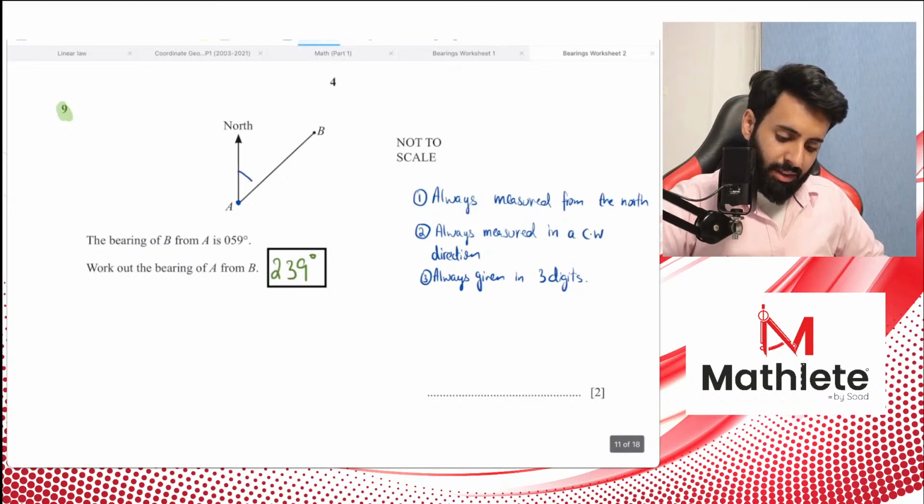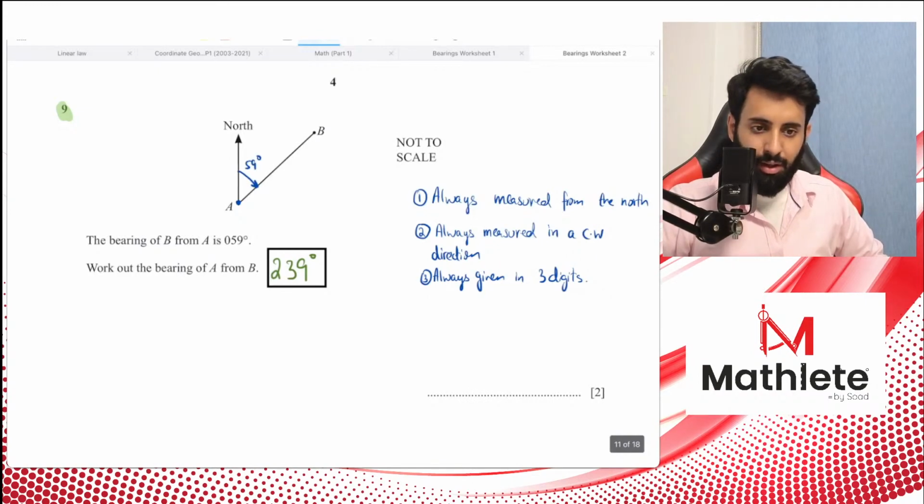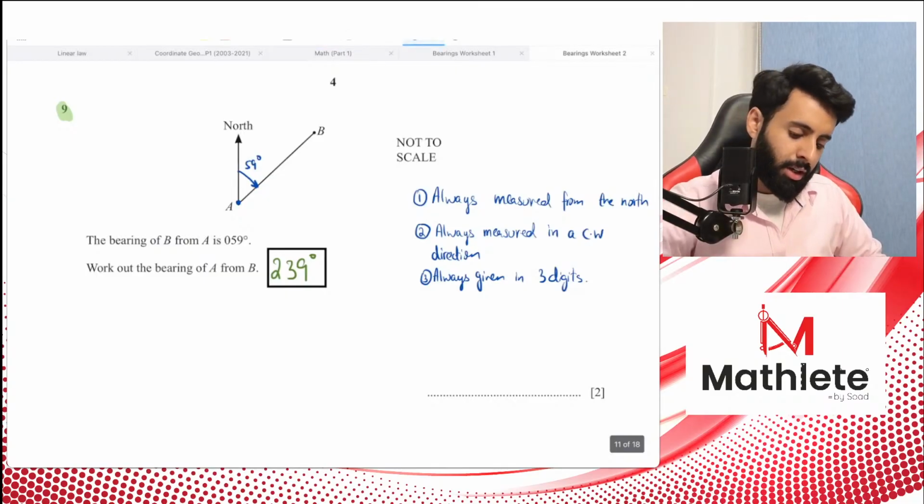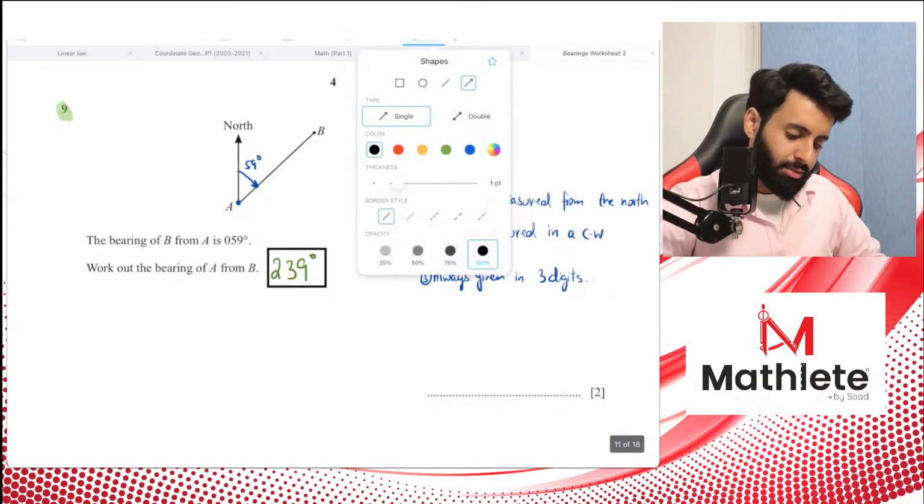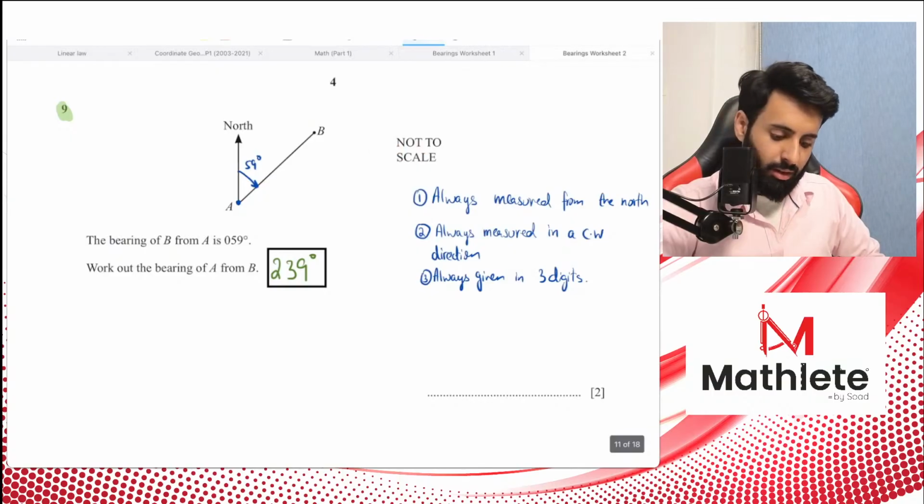So this angle right here is 59 degrees. And the question is asking you to find out the bearing of A from B. Now before I give you guys a shortcut, first let's do it the longer way. And then I'll tell you what the shortcut is.